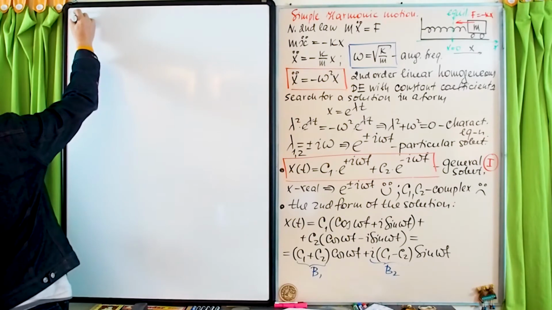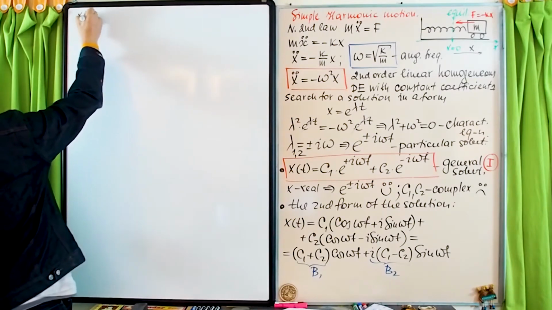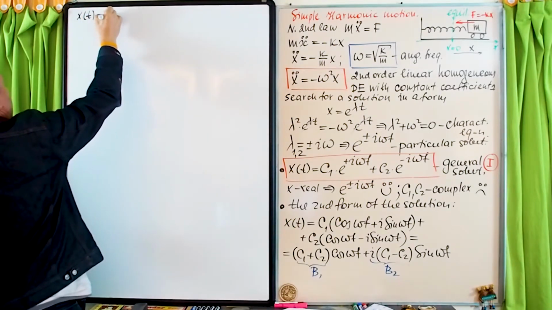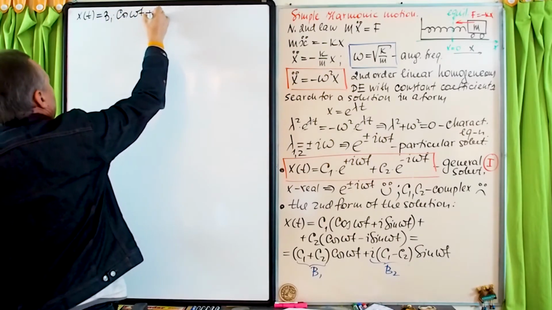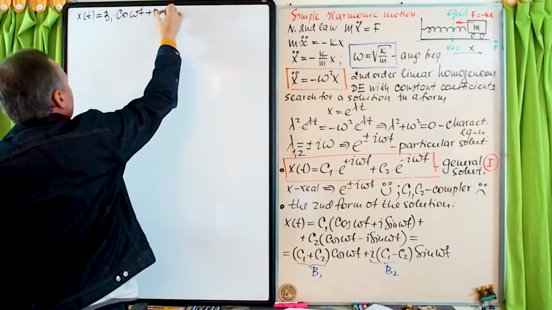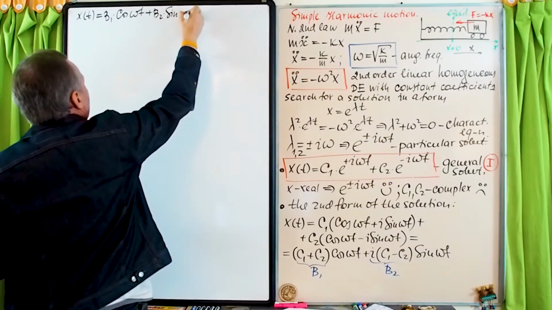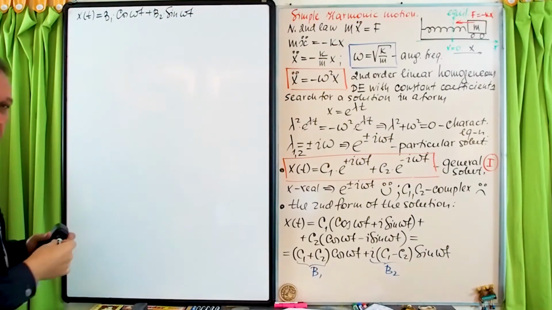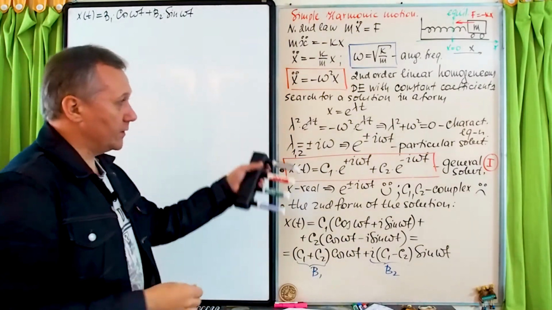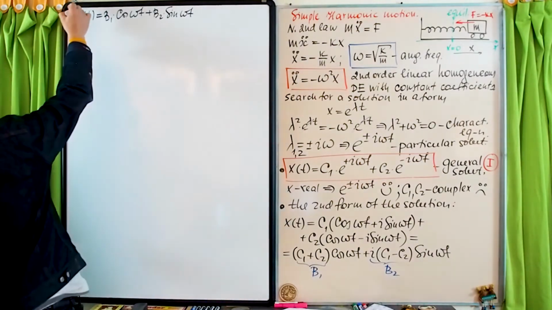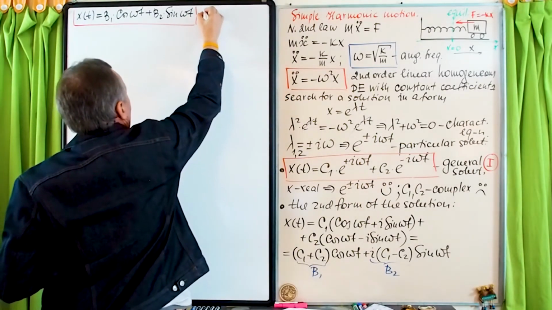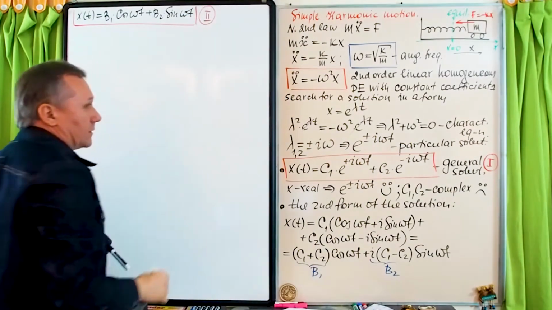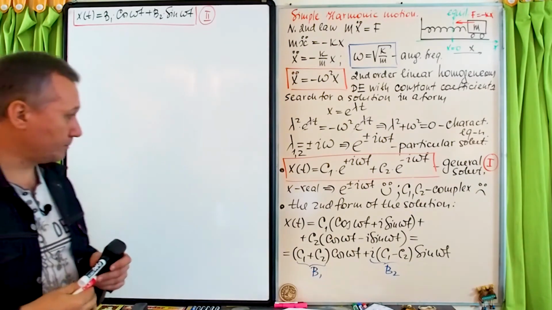So as a result, x as a function of t equals b1 cosine omega t plus b2 sine omega t. So that will be our second form of the general solution. All right, so again, we can frame it. And that will be number 2, the second form of general solution.